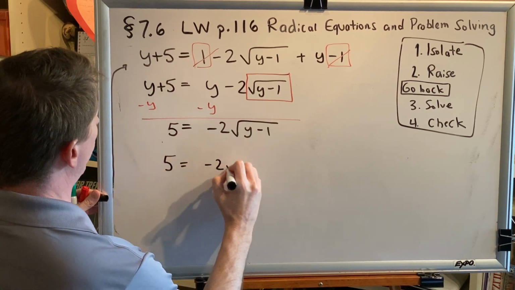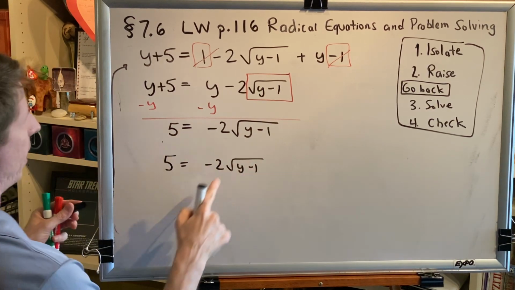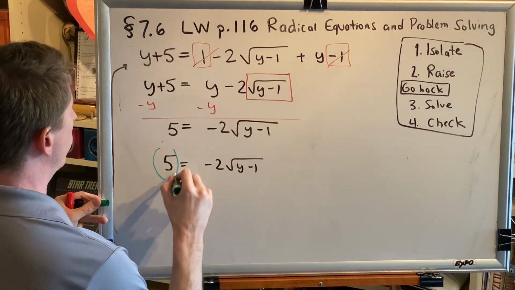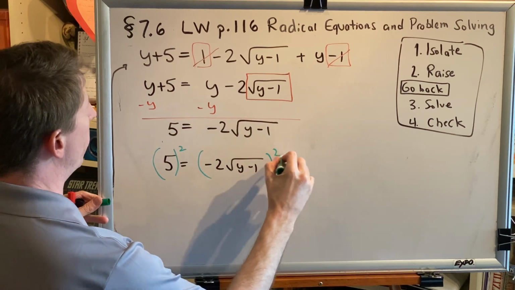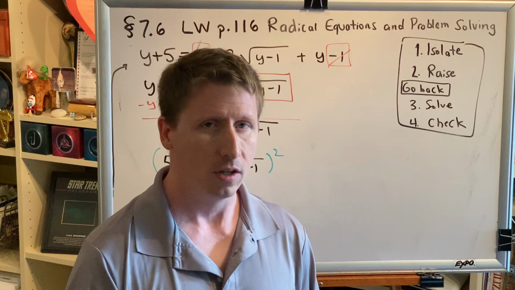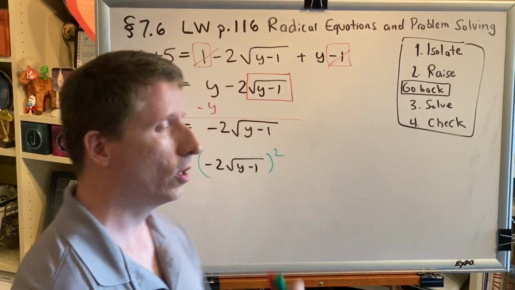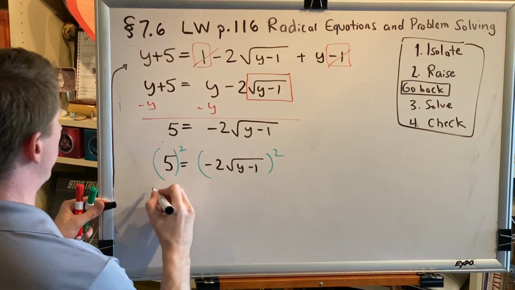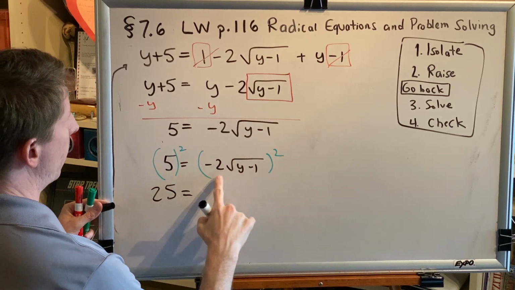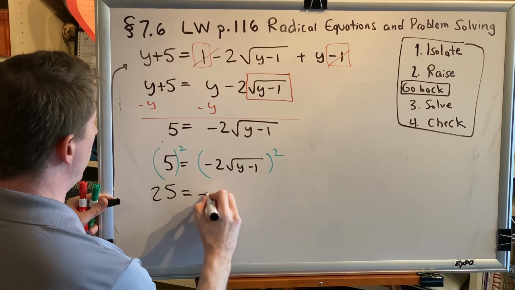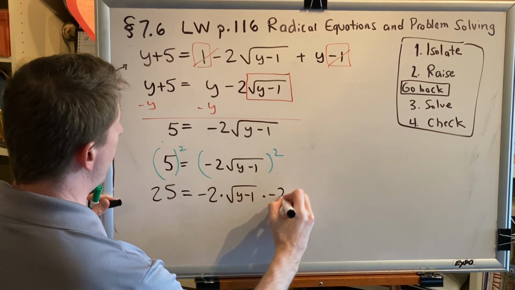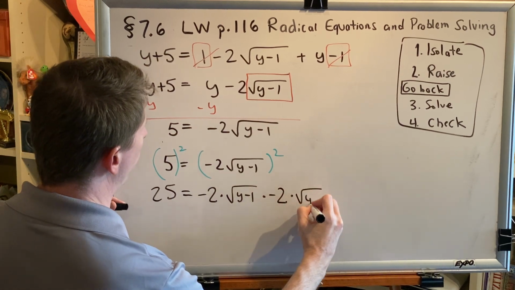Take the index of your isolated radical, which in this case is a 2, it's a square root, and then raise both sides to that power. So parentheses with an exponent, parentheses with an exponent. Remember, an equation only has 2 sides, so you can only write parentheses and exponent twice. 5 squared is 25, and an exponent tells me how many times to multiply a base by itself. So this will be negative 2 times the square root of y minus 1 times negative 2 times the square root of y minus 1.